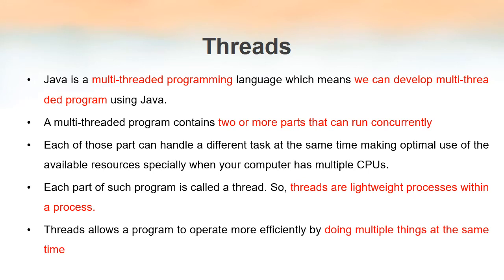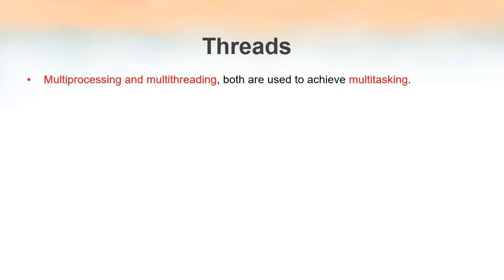Threads allow a program to operate more efficiently by doing multiple things at the same time. So when we have threads in our program, we can do several things at the same time. Our entire program will get completed faster, and at the same time we can make maximum usage of all the available resources. We have multi-processing as well as multi-threading. Both of them are used to achieve multitasking.